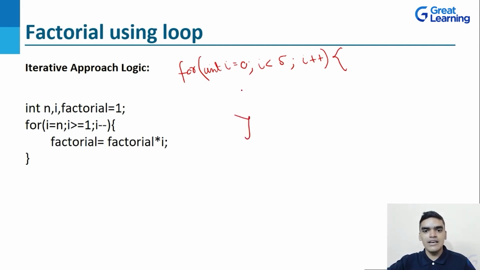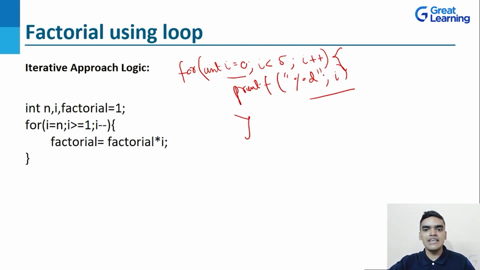So here I will write printf and then I'll write %d and then I will write i. Okay, so now let's see how this loop exactly works. The first part is i equal to 0. It will check the condition. So 0 is less than 5, right? So here it will print the value of i, 0.